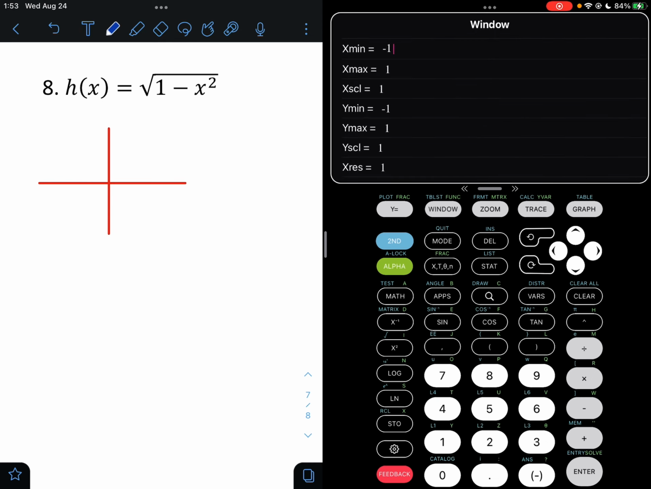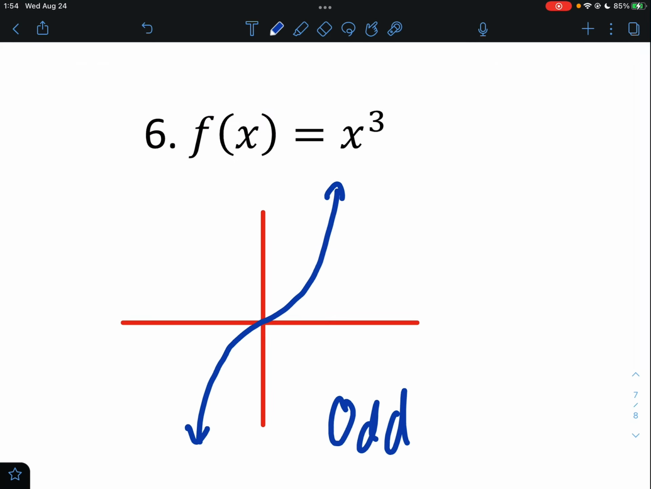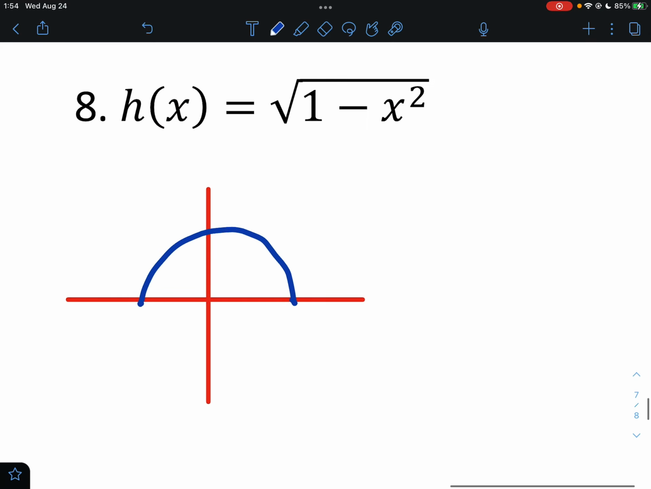Let's get a better window of that. So maybe we'll go negative 4 to 4, and negative 2 to 4, just to get a good window of what this looks like. And there we have it. It's actually supposed to look like a half circle. And that is definitely symmetric across the y-axis. So another even function.